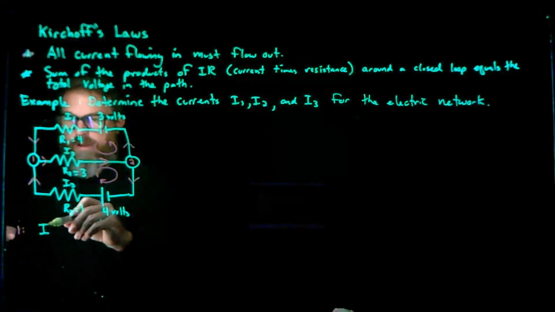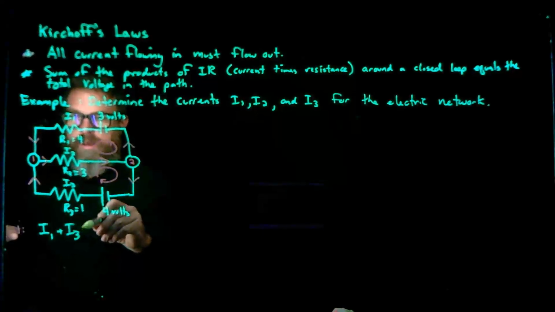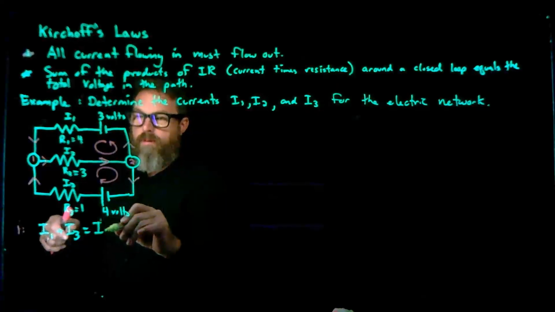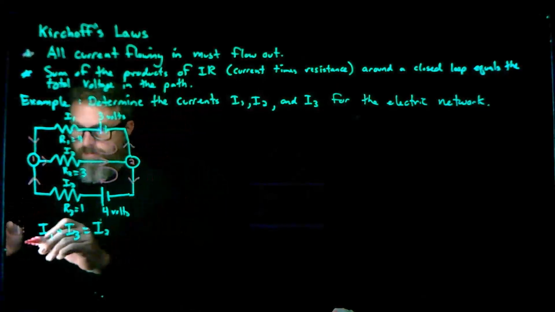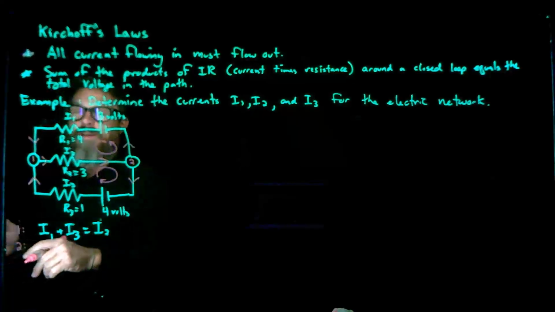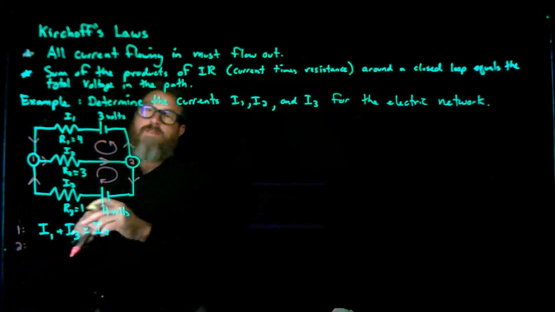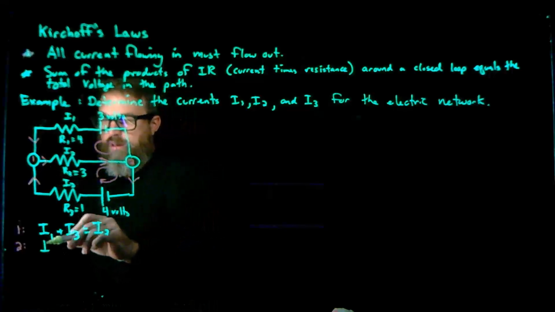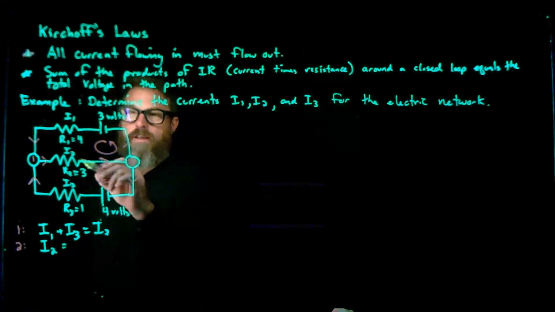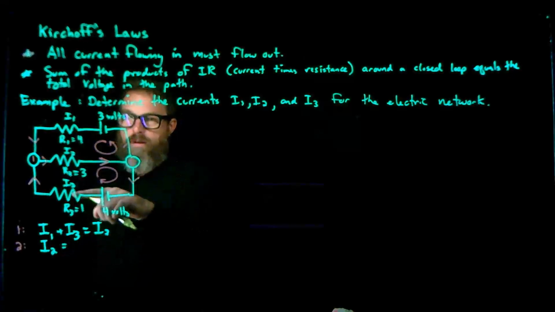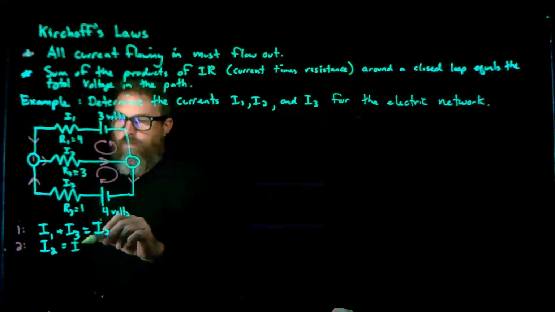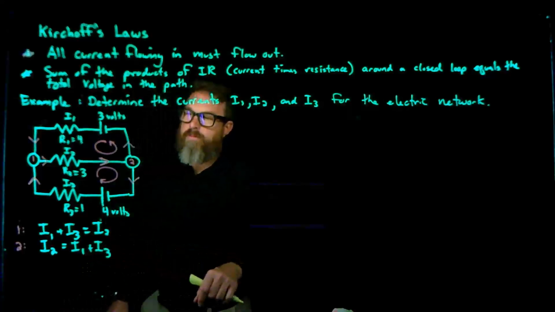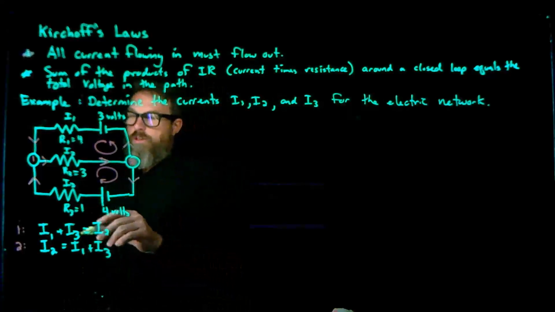So I1 plus I3 has to equal the current coming out, and coming out this way is going to be I2. Now I have another junction box over here. Sometimes you'll get the same exact equation, and we'll see if that's the case. Going in is going to be I2, and coming out is going to be I1 plus I3. And what we notice is those two equations are equivalent. So I don't really need the second equation, so let's just use the first.